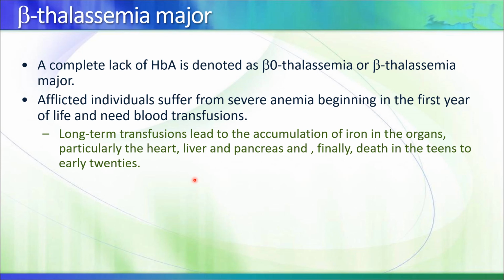Now these individuals do suffer from anemia beginning from the first year. These individuals would need blood transfusions. The problem with blood transfusions is that there would be accumulation of iron in organs, and we'll talk about metabolism of iron at the end of this series of biochemistry lectures, and that would cause tissue damage and organ damage, particularly liver and pancreas. Eventually that would lead to death in the early 20s.